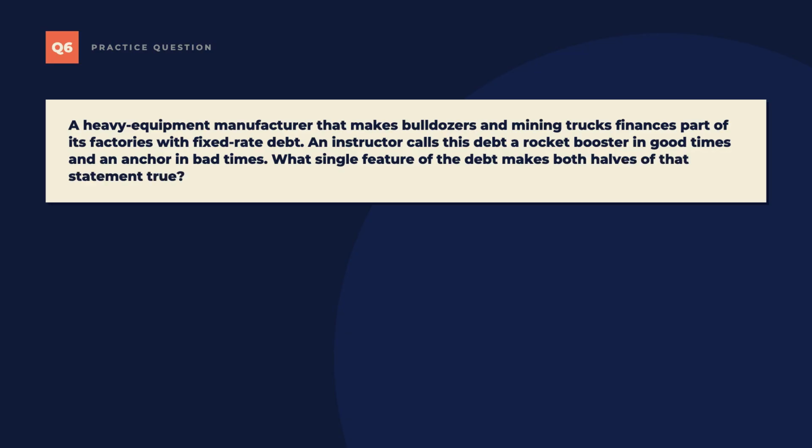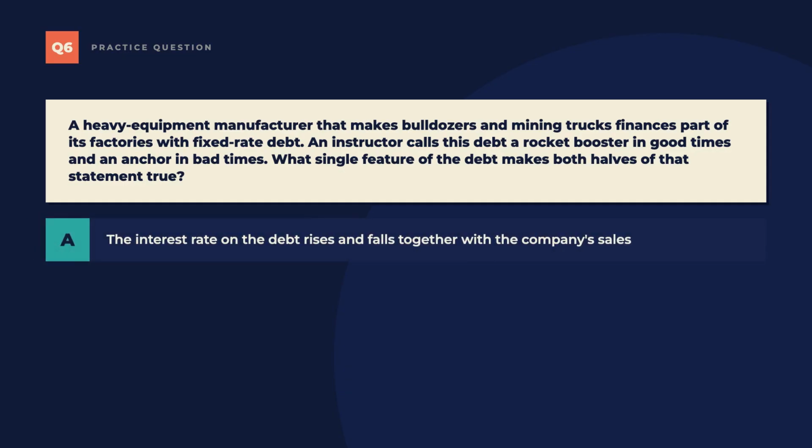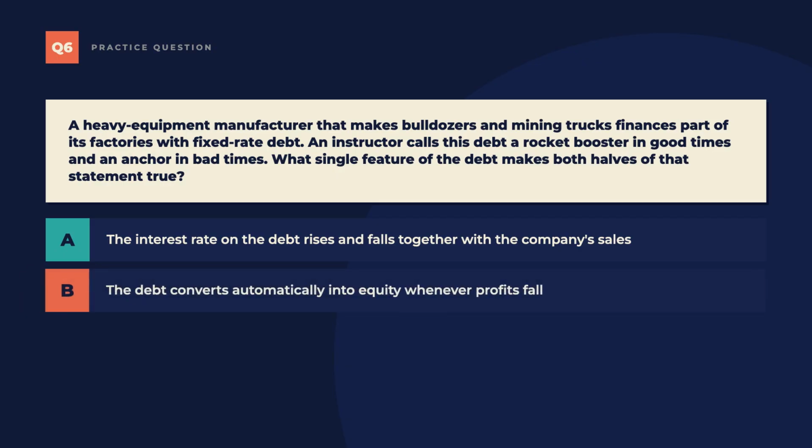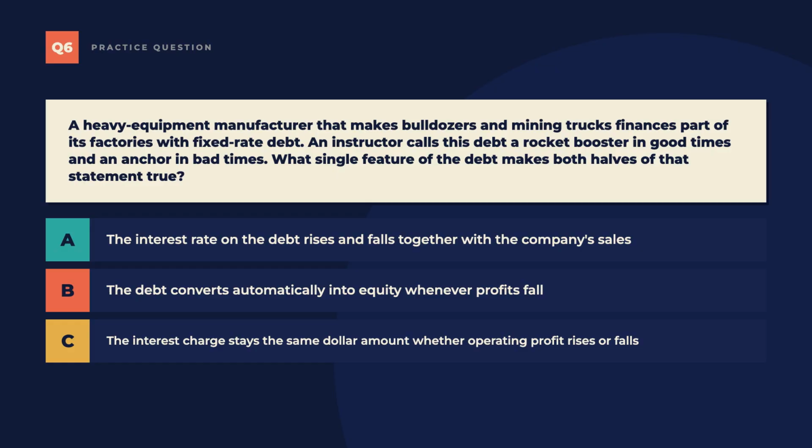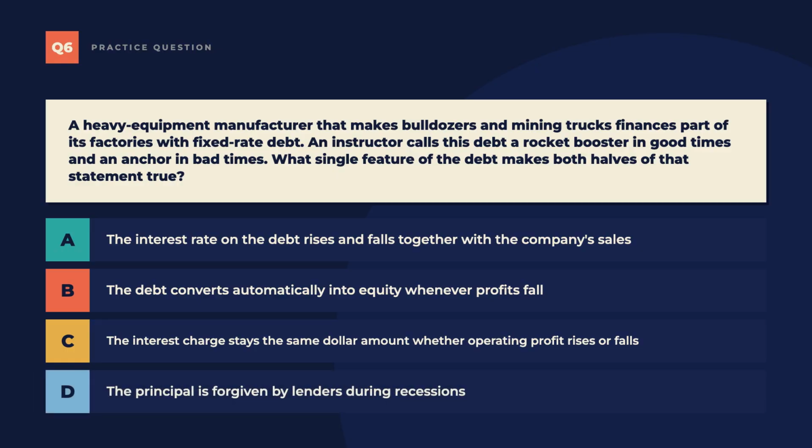Your options are: A. The interest rate on the debt rises and falls together with the company's sales. B. The debt converts automatically into equity whenever profits fall. C. The interest charge stays the same dollar amount whether operating profit rises or falls. D. The principal is forgiven by lenders during recessions. Which would you go with? Lock it in before the reveal.